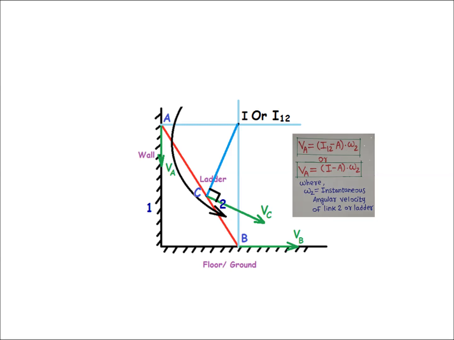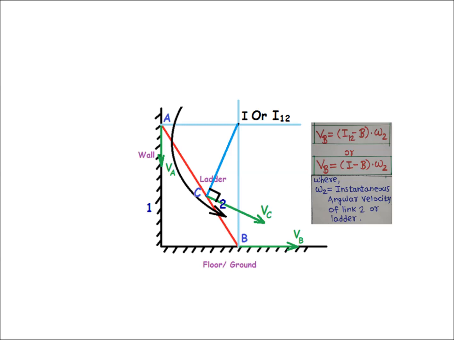Similarly, we can write relation for velocity at point A, that is VA. VA will be equal to I12A into omega 2, or VA will be equal to IA into omega 2. And velocity at point B will be given by relation VB equal to I12B into omega 2, or VB equal to IB into omega 2.